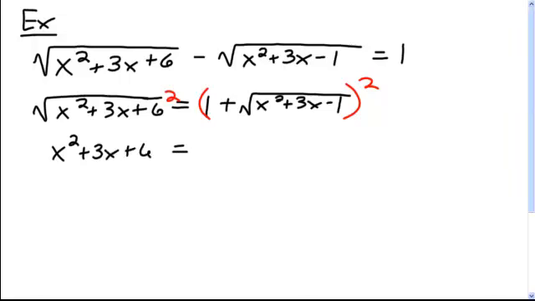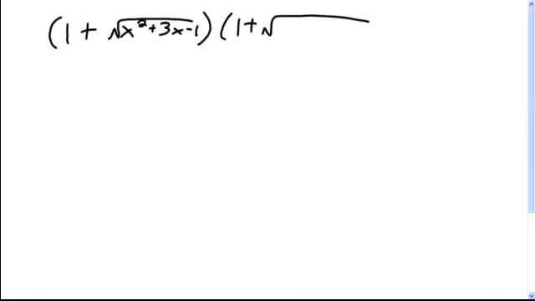So now I have to expand this right side out. I like to do my shortcut: square my first term, square the last term, multiply the two, and double. If you do not see that, then just do it. 1 plus the square root of x squared plus 3x minus 1, times 1 plus the square root of x squared plus 3x minus 1.